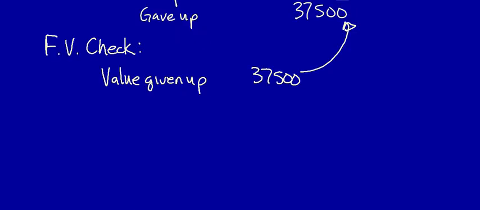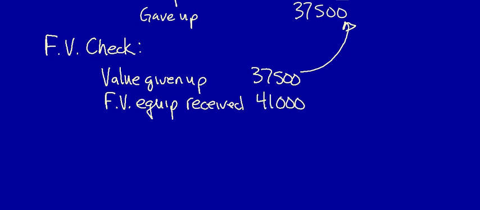First, we look at the value of what was given up, $37,500, which we just calculated. Then we compare that to the fair value of the equipment received, $41,000. The comparison shows that what we want to record the asset at, which is $37,500, is less than the fair value of the equipment received. Therefore, no fair value adjustment is necessary. We only need to make a fair value adjustment if the fair value of the equipment received is lower. We can therefore do the entry.